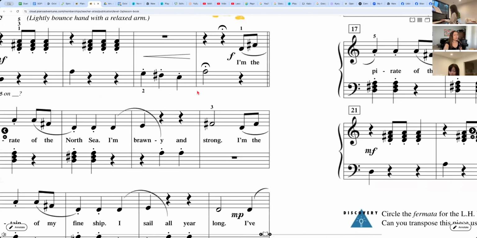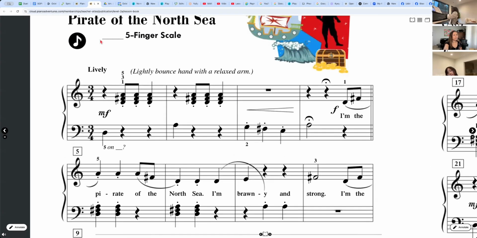Okay, all right. So let's take a listen again. Notice how the different instruments in the music are playing different things. Okay?